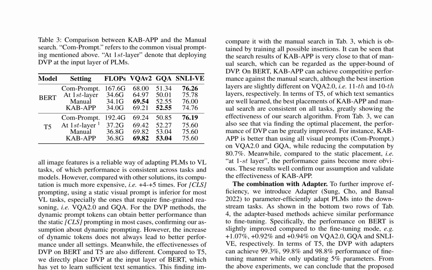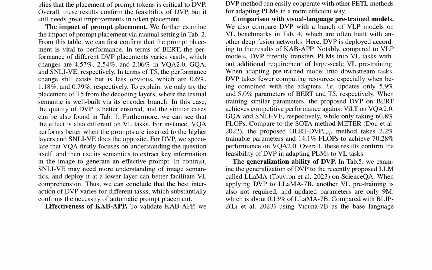The research also investigates the impact of prompt placement on DVP's performance. It was found that the optimal placement varies for different tasks, highlighting the need for automatic prompt placement. To address this, the authors developed a knowledge-aware search algorithm named KABAPP, which can automatically determine the best placement for visual prompts.